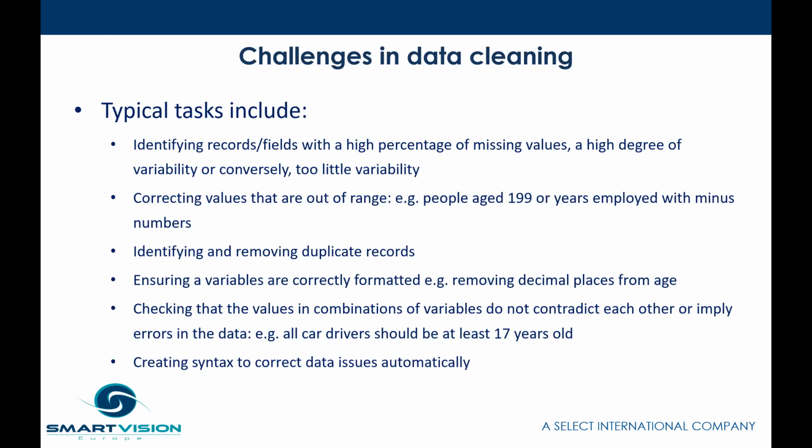And other issues are going to be things like correcting values that are out of range. So typical things being people aged 199 or minus numbers. You sometimes get things like minus 99 in surveys and things like that, or minus 100, or zeros where they shouldn't occur to indicate that the data is null. But unless you tell SPSS that data is missing or is null in some way, it won't know.